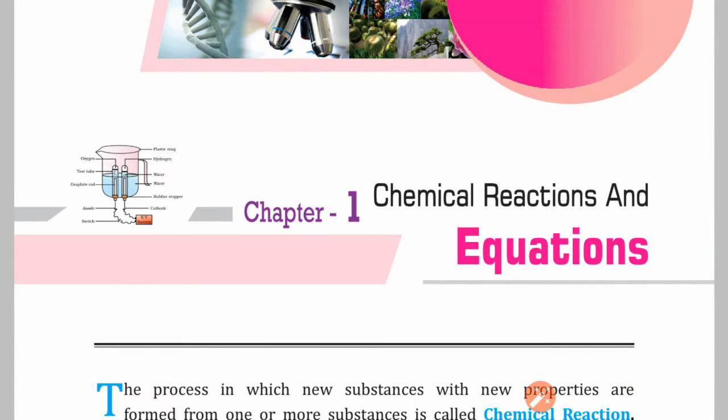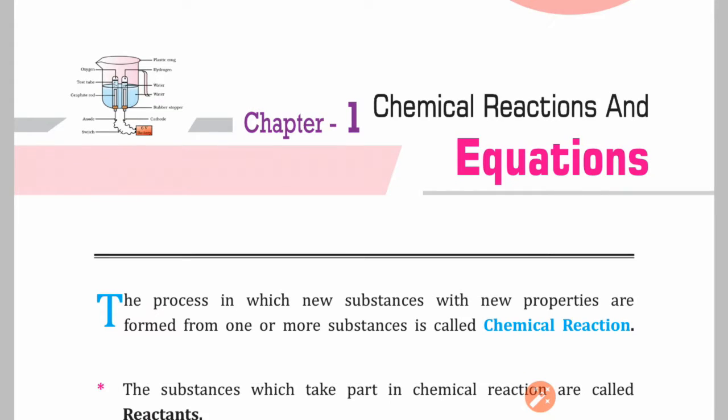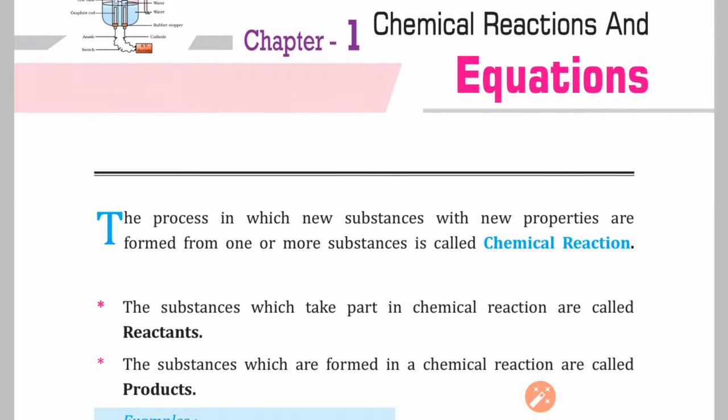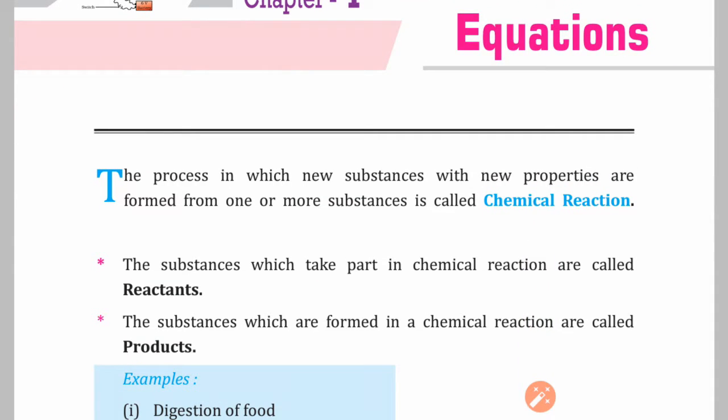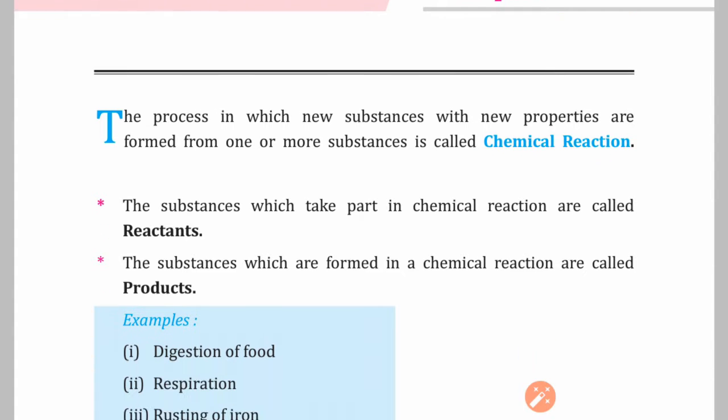Chapter 1: Chemical Reactions and Equations. The process in which new substances with new properties are formed is called a chemical reaction. The substances which take part in the reaction are called reactants. The substances which are formed in the reaction are called products.